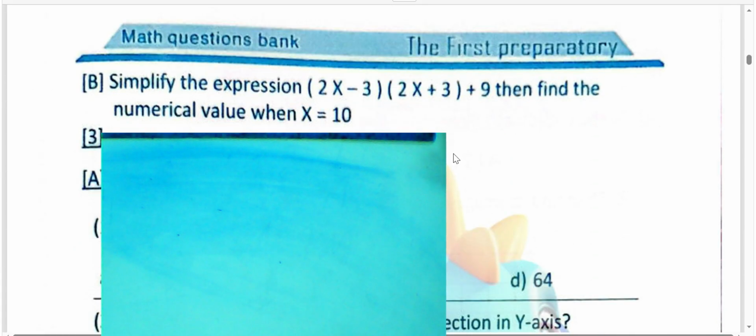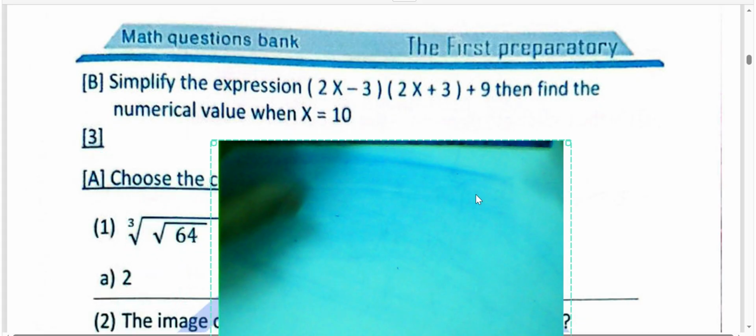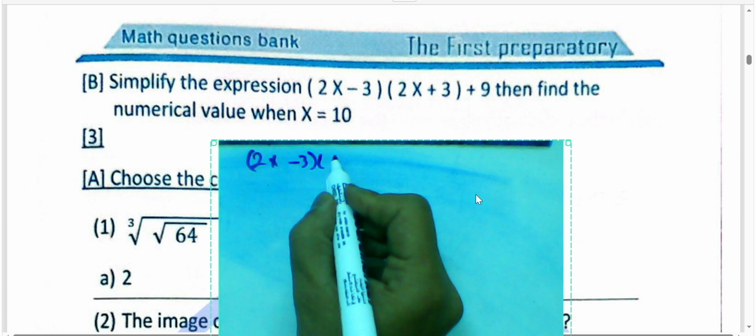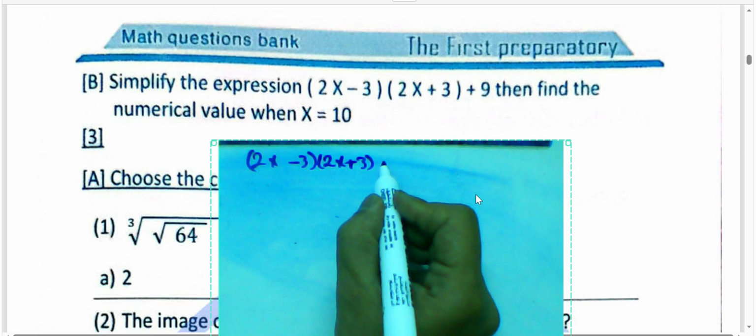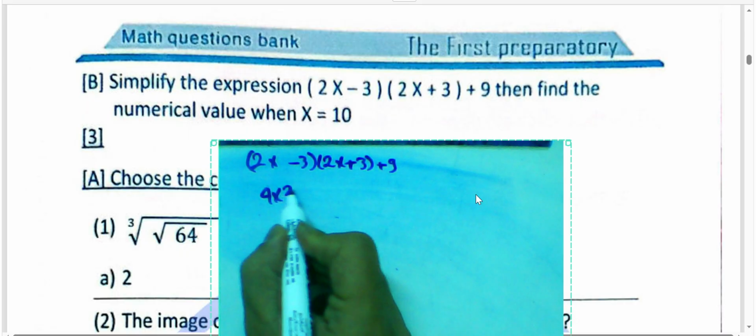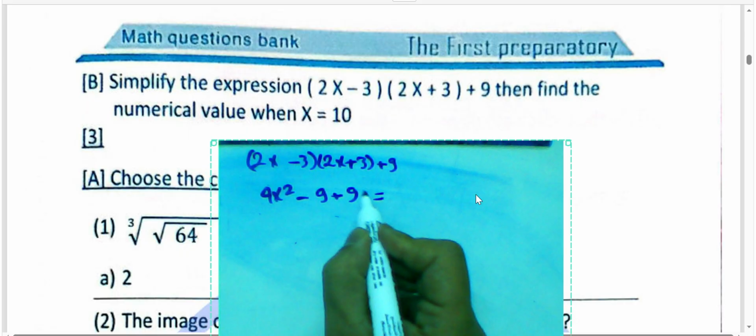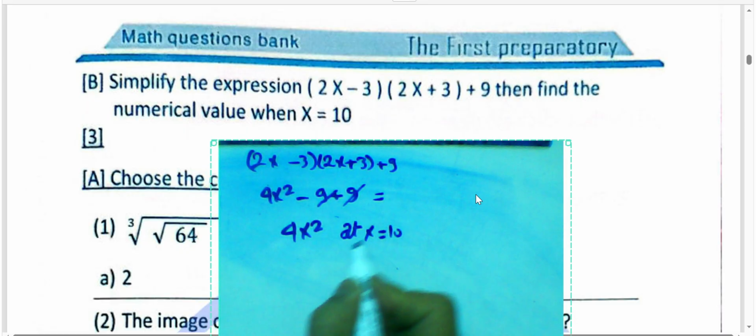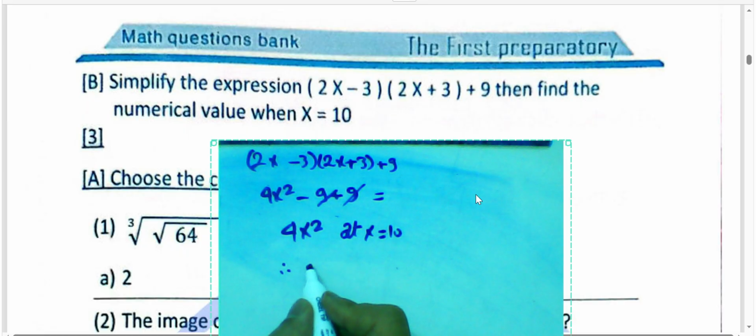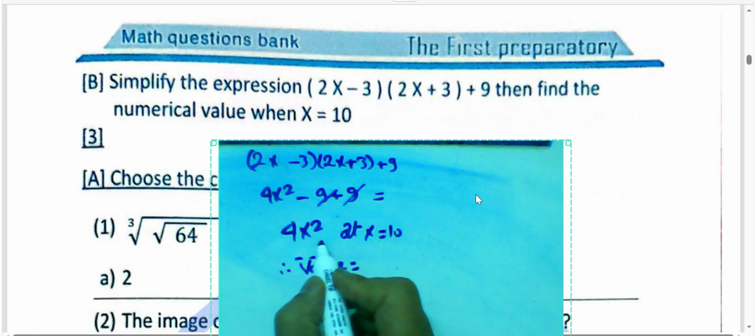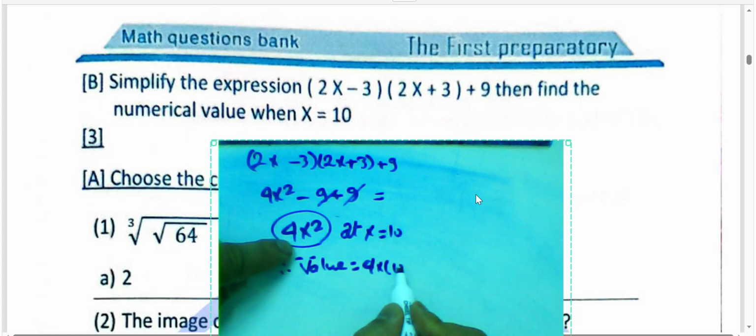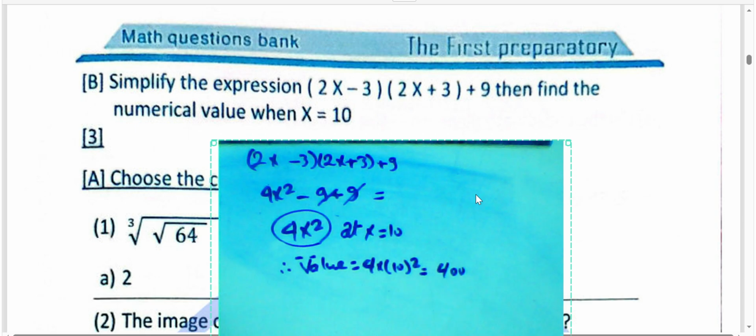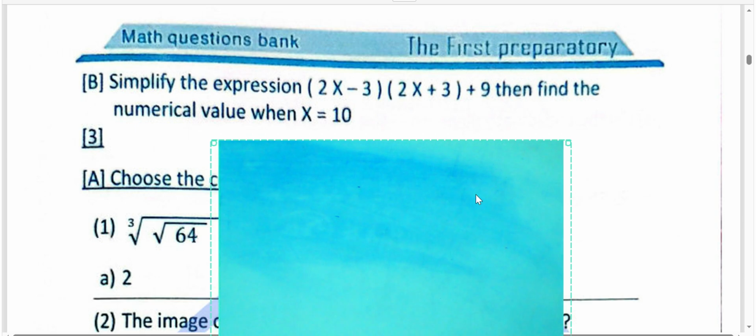Next question. Simplify the expression when x equals 10. First we have 2x minus 3 product by 2x plus 3, plus 9. First by first will be 4x power 2, and 3 times 3 is 9, and then write positive 9. The result will be 4x power 2. At x equals 10, the numerical value will be equal, put the value of x here equal 10. Then we have 4 times 10 power 2. 10 power 2 is 100. 100 times 4 will be 400. Then the answer here will be 400.